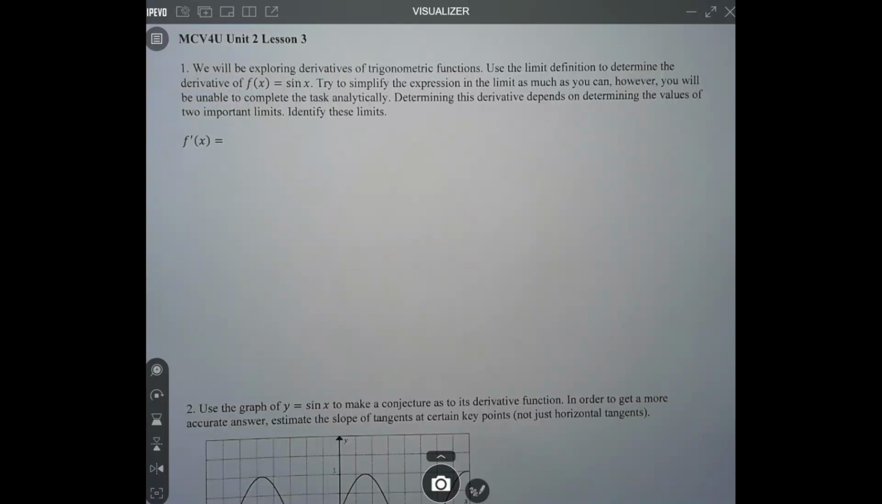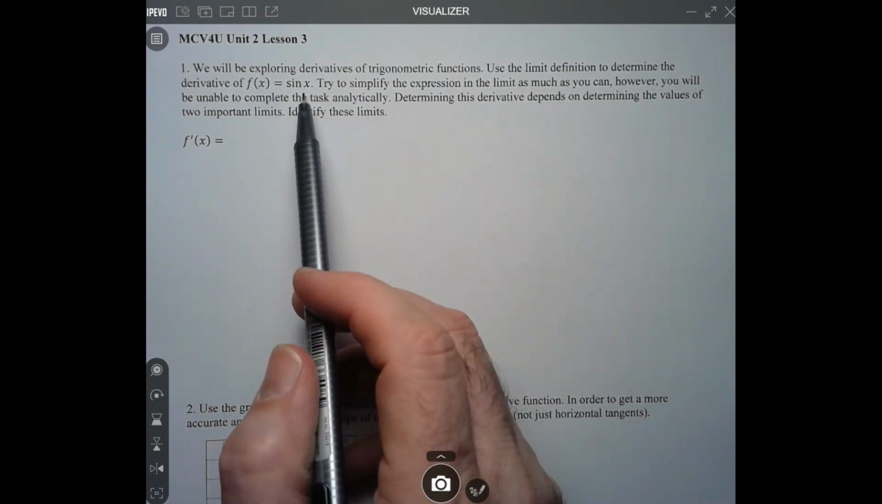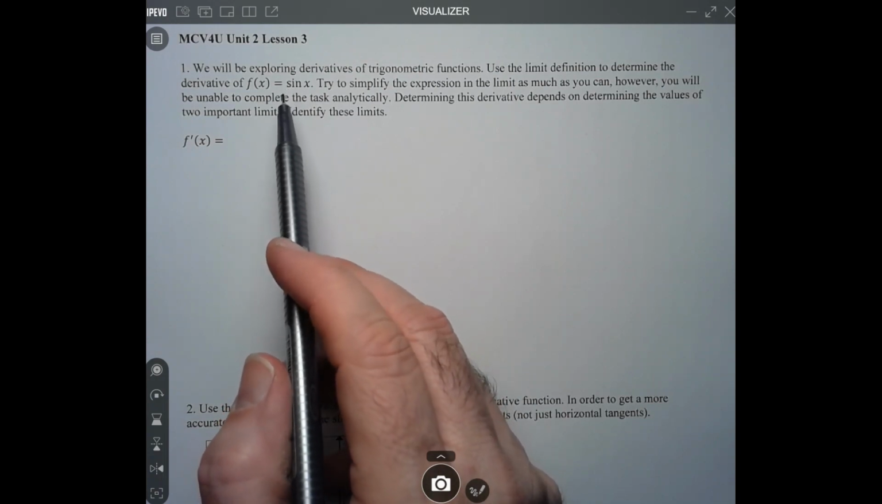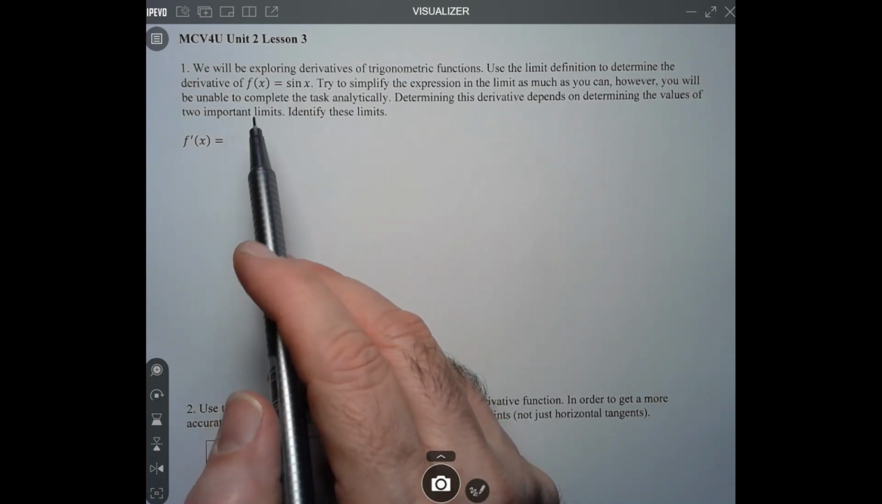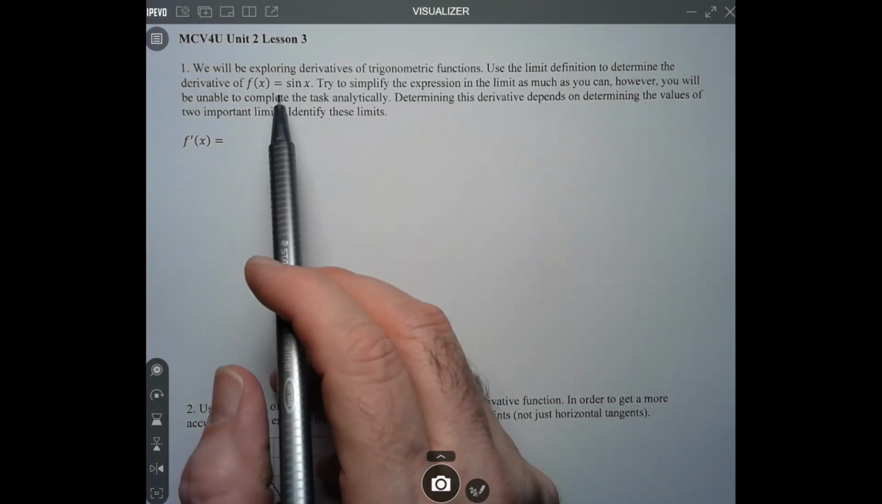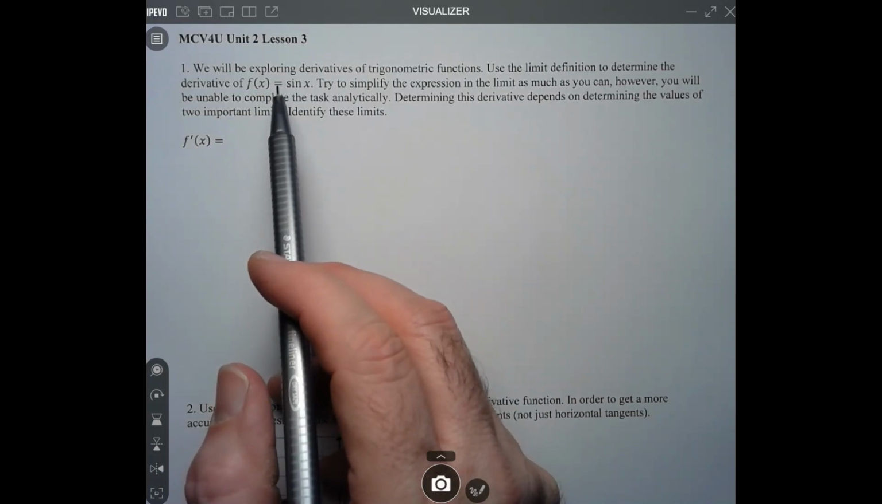Today we're going to start considering the derivatives of trigonometric functions. We're going to focus on the derivative of sine x. The reason we're going to spend a lot of time on the derivative of sine x is because, with the other rules that we've established so far and what we know about trigonometry, knowing the derivative of sine x will lead us to being able to determine the derivative of all the other trigonometric functions.